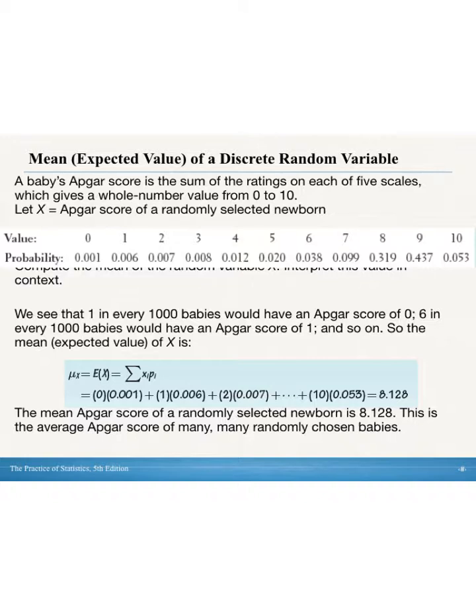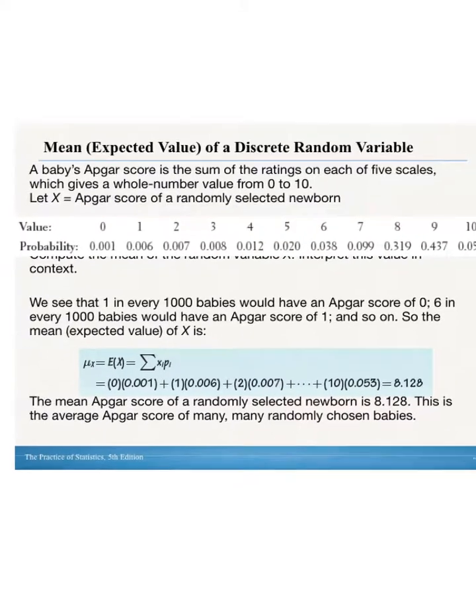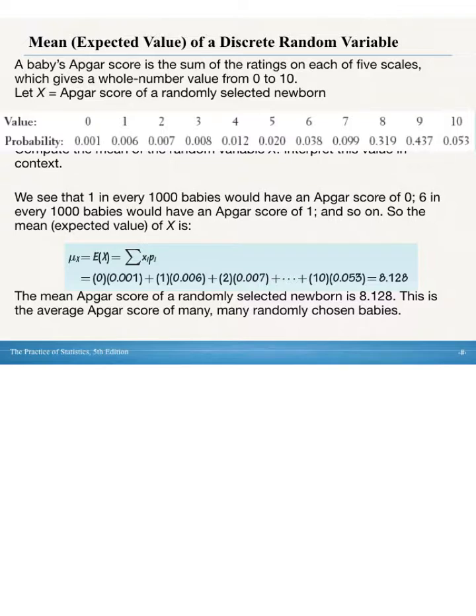So here we have another example of a discrete random variable. In this case, x is the APGAR score of a randomly selected newborn. APGAR is a way of ranking the health of a child within the first minute of its birth. If we look at a score of 6, this probability right here would mean that 38 out of 1,000 babies we could expect to have a score of 6. And we would find that mean by multiplying 0 times 0.01 and adding it to 1 times 0.006 and 2 times 0.007, etc. And then that would give us our average.